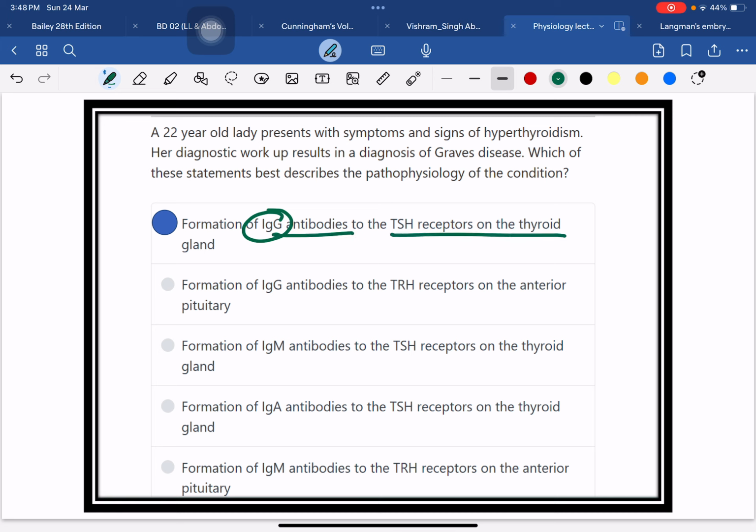It is true. The other option with IgG, but against the TRH receptor, is not true. IgM and IgA are not produced in this condition.